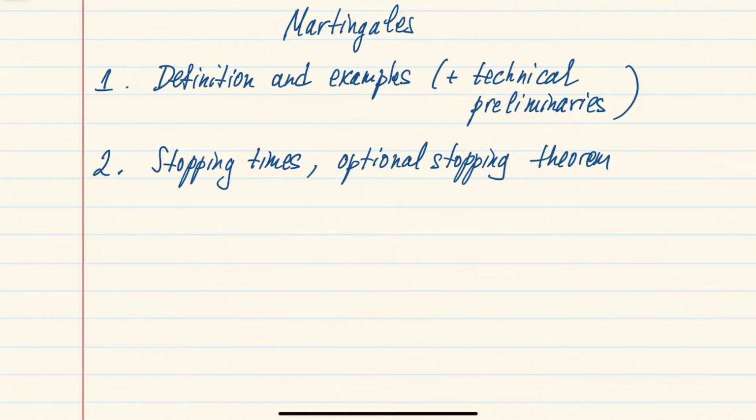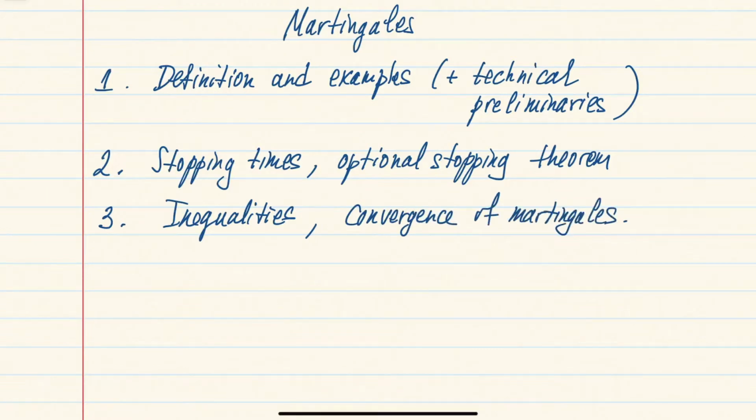on random walks. And then in the last section we will first discuss some inequalities for martingales, and then toward the end of this chapter we will discuss convergence of martingales, several theorems about convergence of martingales. And already in this video we will preview some of these convergence results in the context of the examples that we will give. Right, so let's start now with the definition of martingales.